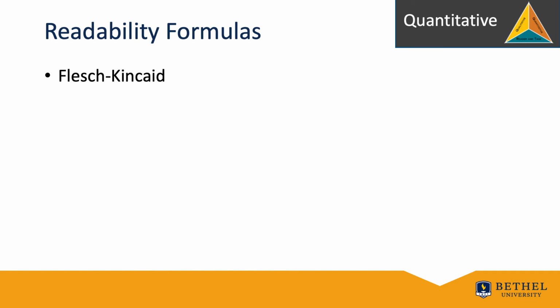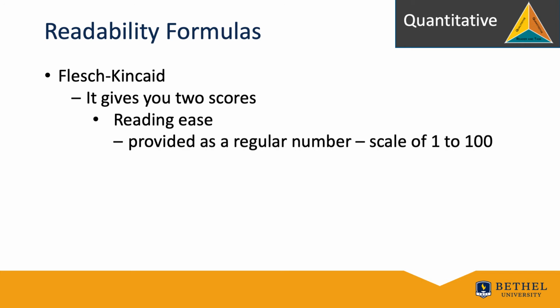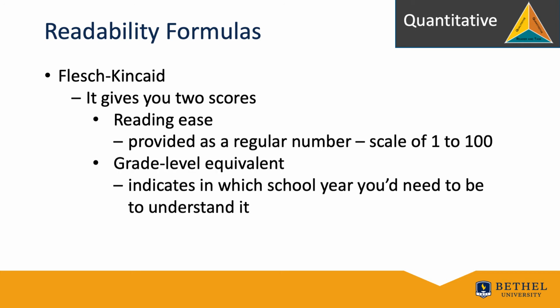Flesch-Kincaid. Well, here's how it works. It gives you 2 scores. The first is the reading ease, which is provided as a regular number on a scale of 1 to 100. Higher is better. A score of around 65 is a good target for most business writing. The second is a grade level equivalent. This indicates in which school year you'd need to be to understand it. For grade level 7, someone in 7th grade, or between 12 and 13 years old, could probably understand it.